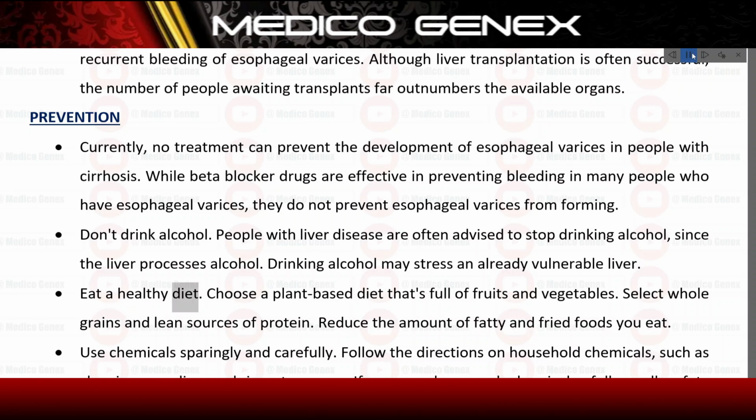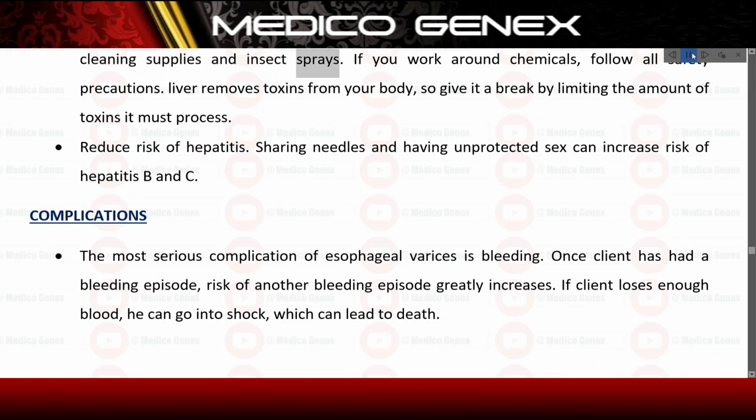Eat a healthy diet. Choose a plant-based diet that's full of fruits and vegetables. Select whole grains and lean sources of protein. Reduce the amount of fatty and fried foods you eat. Use chemicals sparingly and carefully. Follow the directions on household chemicals, such as cleaning supplies and insect sprays. If you work around chemicals, follow all safety precautions. The liver removes toxins from your body, so give it a break by limiting the amount of toxins it must process. Reduce the risk of hepatitis: sharing needles and having unprotected sex can increase the risk of hepatitis B and C.